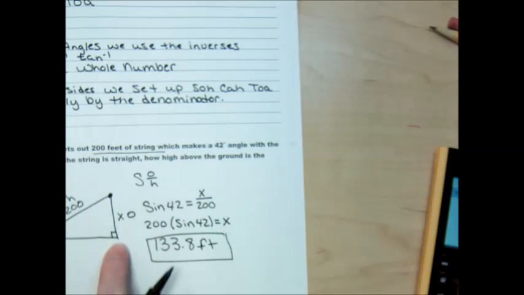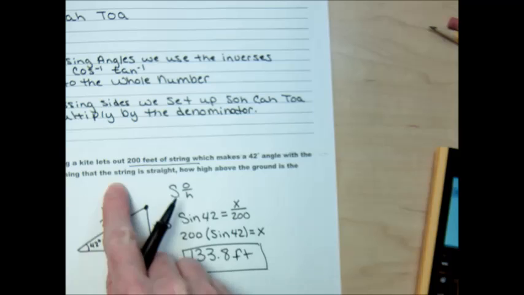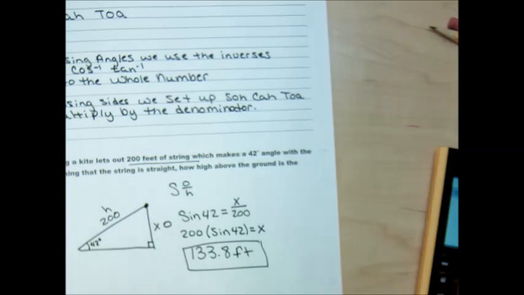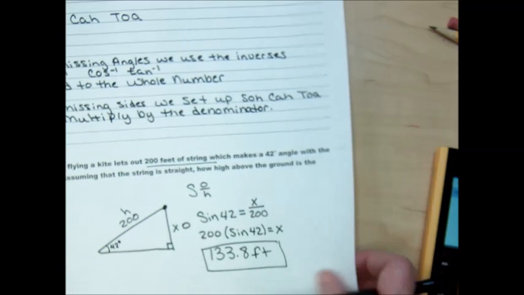So set up your triangle, make sure you label everything correctly, and then figure out what you have. Do you have opposite, adjacent, hypotenuse? Do you have an angle? From that, you know what to do. If you're looking for an angle, then you know you're going to do an inverse operation. But we weren't looking for an angle. We were looking for a side length, so we were good to go. All right, let's try another one.